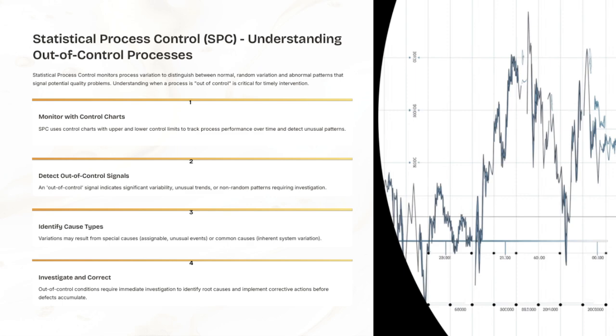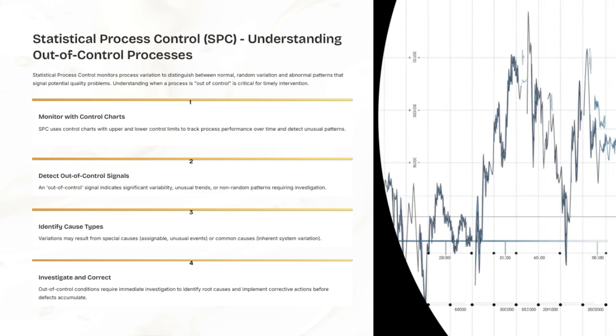Now, these signals could be caused by what we call special causes. Those are assignable or unusual events that disrupt the process. Or they could be due to common causes, which are inherent to the system itself. Identifying whether an issue stems from a special cause or a normal variation helps us decide how to respond.